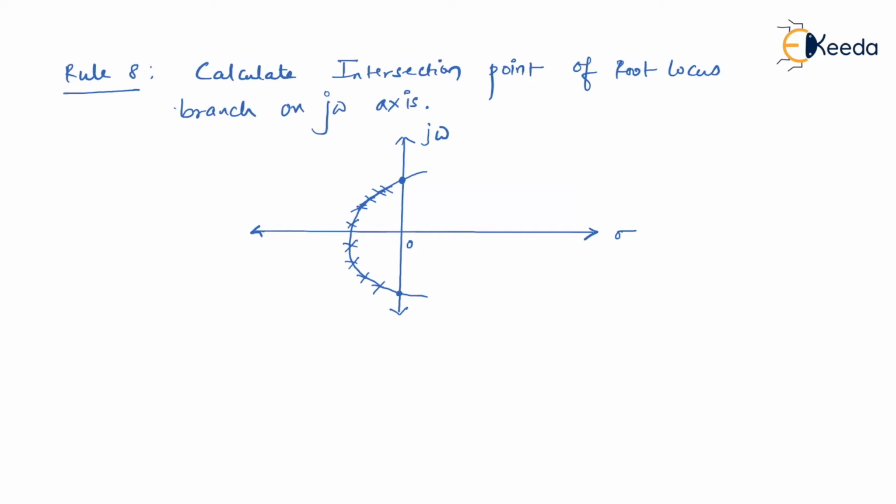So this rule 8 is telling you how to calculate those intersection points of the root locus branch on the j omega axis. Let me tell you, it doesn't happen in every problem, but wherever you observe this, you have to follow rule 8. I hope you understood that.